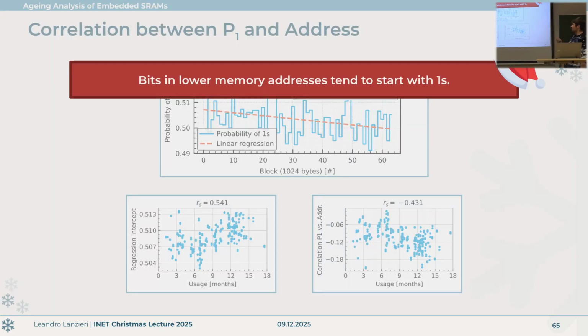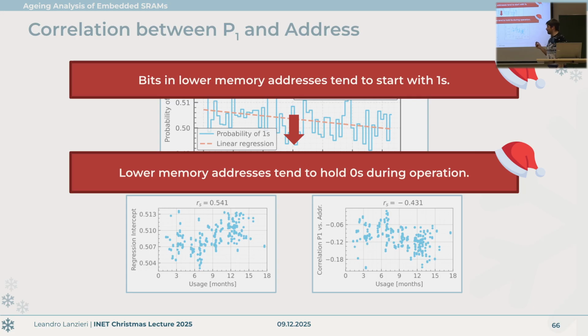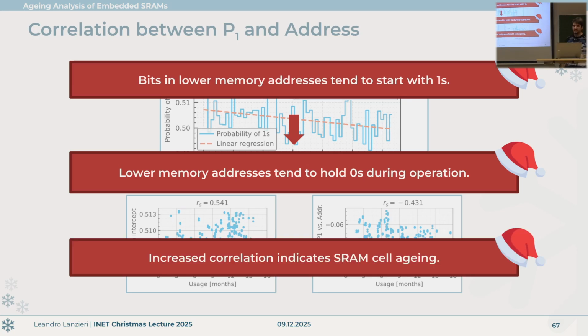So from this we can conclude that the bits in the lower part of the memory, from the startup point, we see them in 1. As we saw previously, when the SRAM memory starts in 1, that means that during usage they were holding a 0, which, if you think about it, makes sense, because normally the lower part of the memory is the one that you're using, the one where you initialize your variables, and they tend to hold 0 because you initialize into that. And secondly, we see that there's an increased correlation between the probability of 1 and the address with the usage. That means that the devices are actually aging.